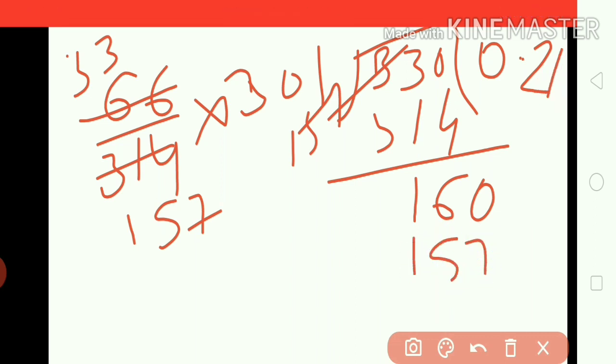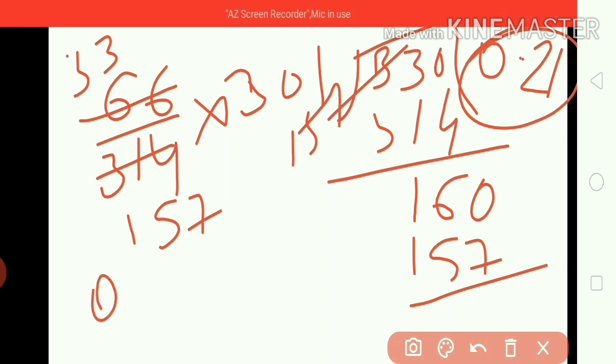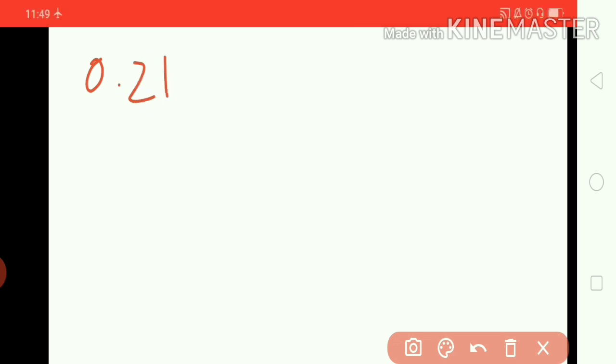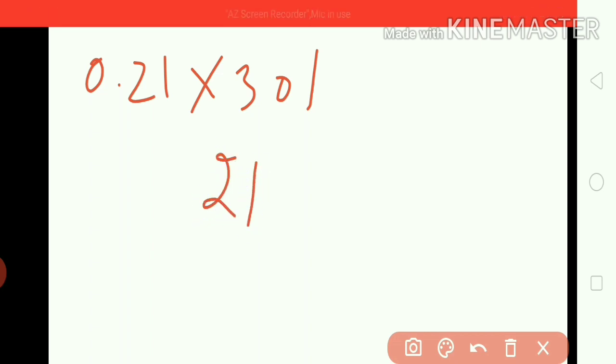So 157 at 2 decimal places we can do here, so this will get 0.21 multiplied by 301. So let us multiply them. This is 0.21 multiplied by 301. So let us multiply. 21 ones are 21. Okay, 21 threes are 63. Okay, 2 places we have to leave here. This is 63.21. This is the solution of the first part.